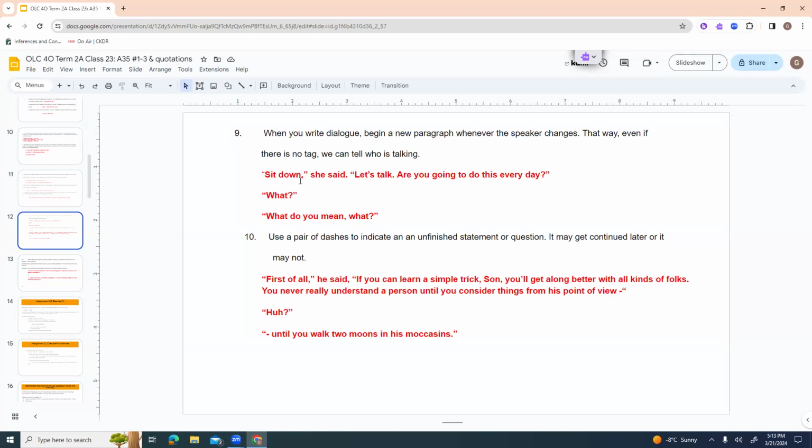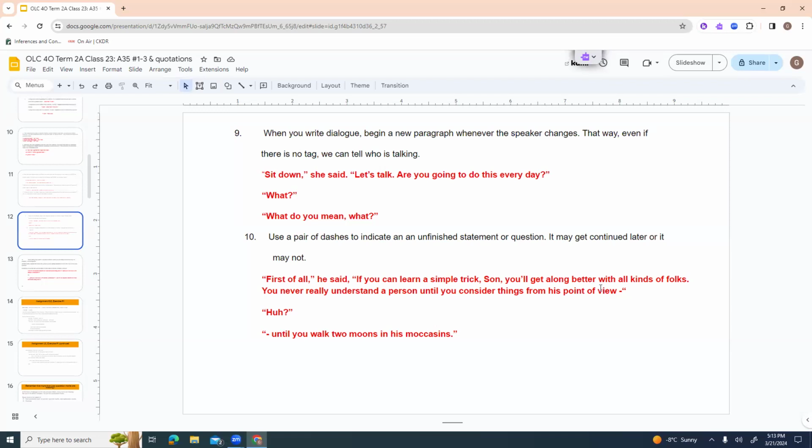They don't always put a tag for every single piece of dialogue if there's going to be a lot of speech at once. Use a pair of dashes to indicate an unfinished statement or a question. It may get continued later or it may not. In other words, the speaker was talking, but they got cut off. Someone interrupted them. "First of all," he said, "if you can learn a simple trick, son, you'll get along better with all kinds of folks. You can never really understand a person until you consider things from his point of view." "Huh?" "Until you walk two moons in his moccasins."